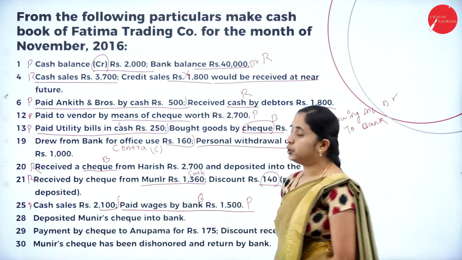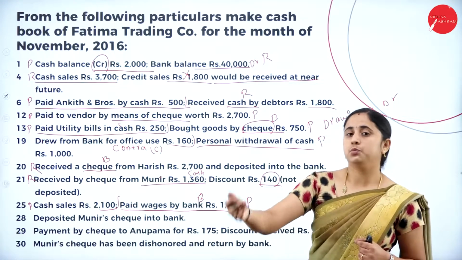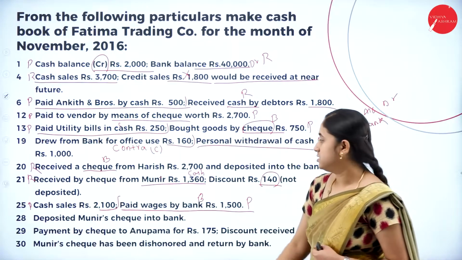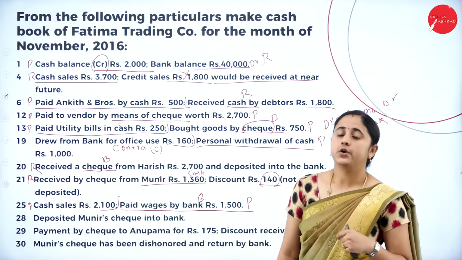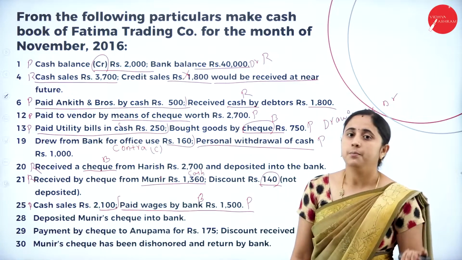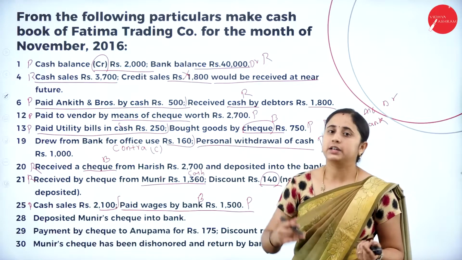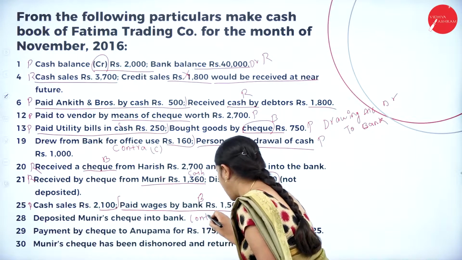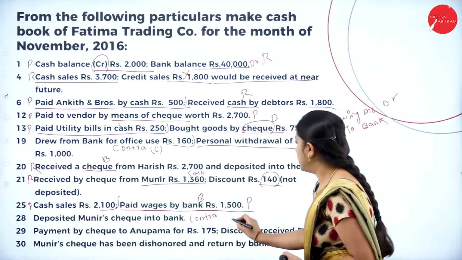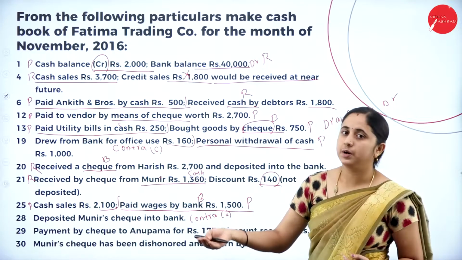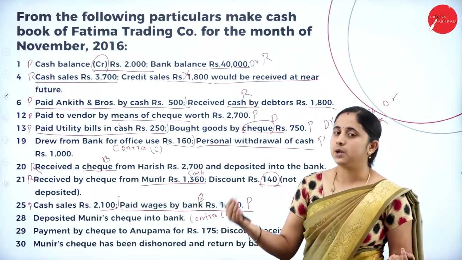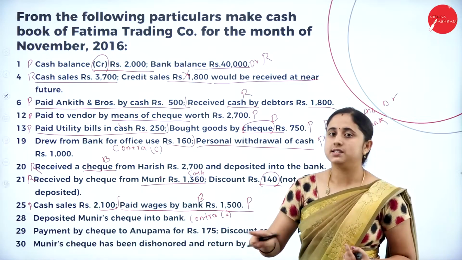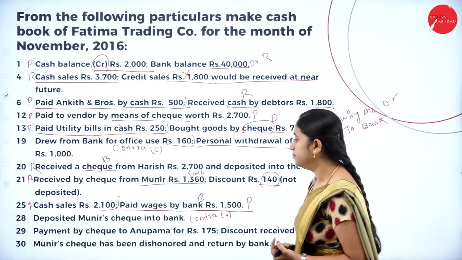Deposited Munir's check into bank. Now you are going to deposit the Munir's check which you received on November 21st. This is the transaction between cash and bank. A bank and cash transaction is a contra entry. A contra entry you will record once on the receipt side and again on the payment side, one for the cash transaction and another for the bank transaction. Two transactions you will record in the cash book.